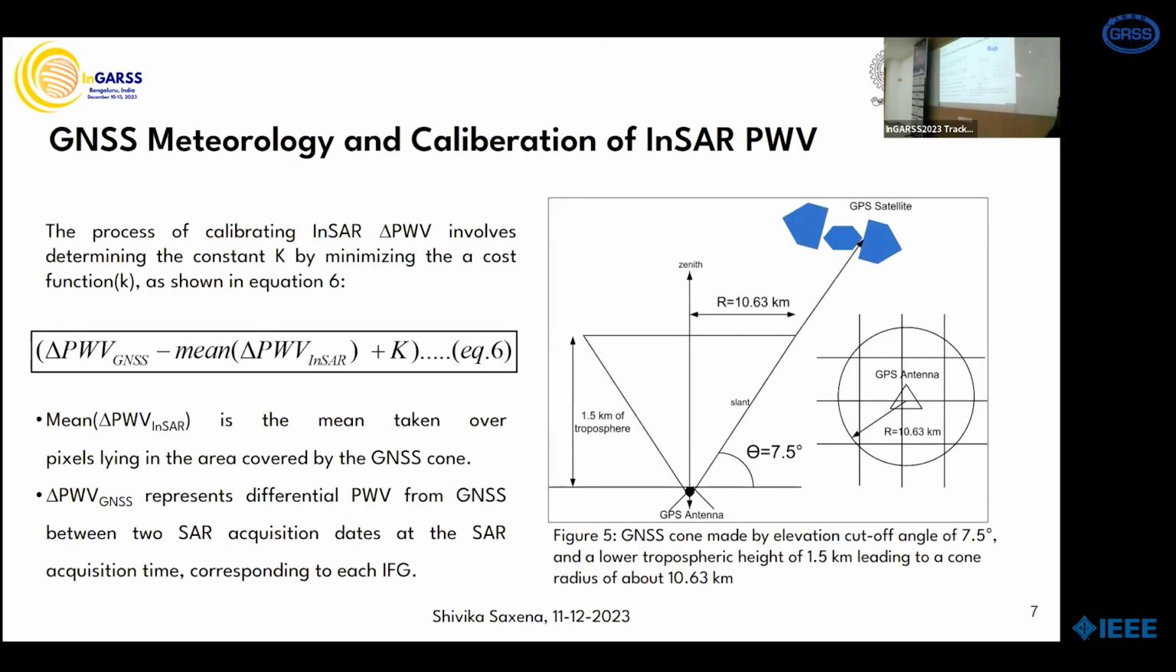This is the calibration of InSAR PWV using GNSS meteorological data. This is the GNSS station, and this is the cutoff angle used in the GNSS processing. Along with the 1.5 kilometer lower tropospheric height, we make a GNSS cone. The InSAR pixels lying within this GNSS cone are averaged, and the bias is added, so they are calibrated using the GNSS PWV data.